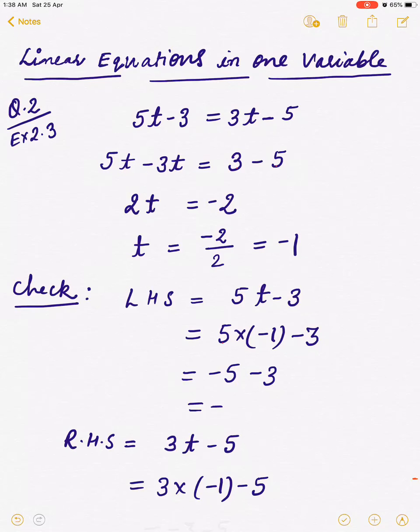Children, in this video class, we are having solutions of linear equations in one variable. Today, we will discuss the type in which variable is written on left side as well as on right side. हमने कल जो क्वेश्चंस किए थे उनमें वेरिएबल एक ही तरफ था, लेकिन अभी वेरिएबल दोनों तरफ है. It's on left side as well as on right side.